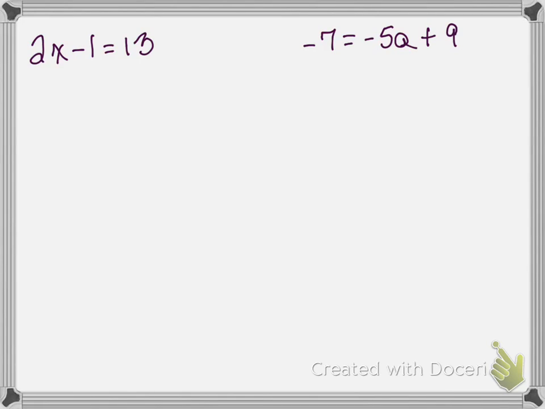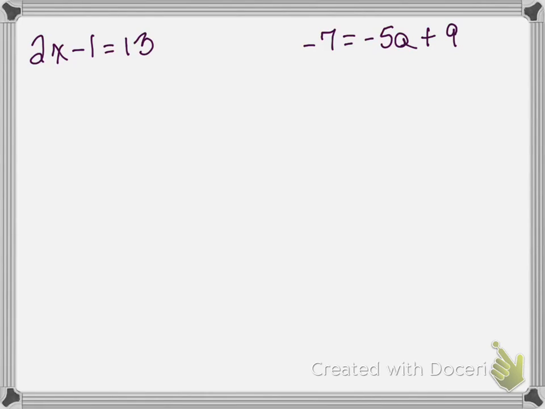Now, the exponents also play a role in what makes something linear. So I want you to look at this: 2x minus 1 equals 13. What is the exponent that is associated with that x? A 1. Okay? So that's what makes it linear. Now, we are going to solve equations where we have quadratics and cubics and lots of other things, but right now we're focusing on linear equations.